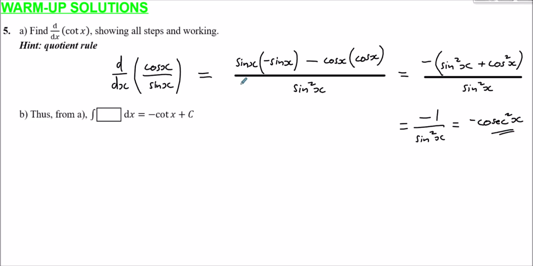So therefore, if we differentiate cot and get negative cosec squared, what that's saying here is if I were to integrate negative cosec squared x, I'd get back to cot. But if I want to work out what the integral of positive cosec squared is, just taking care of these signs here, if negative cosec squared would integrate to cot, then positive cosec squared would actually integrate to negative cot x. So we've got negative cot x plus c.